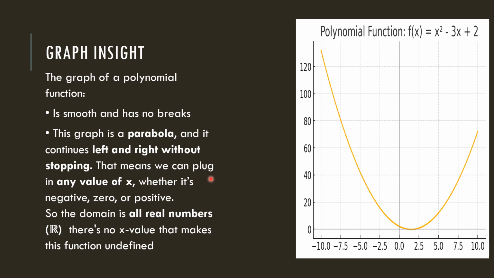That means that we can plug in any value of x, whether it is negative, 0, or positive, without the graph breaking. So the domain is all real numbers. There are no x values that make this particular function undefined. It means that there's no restriction on this particular function.